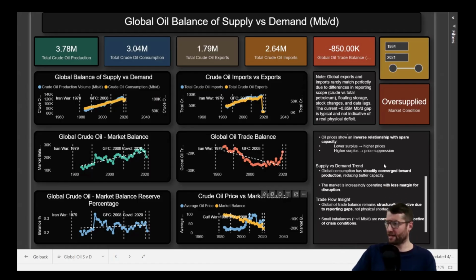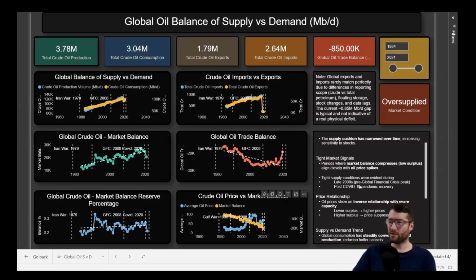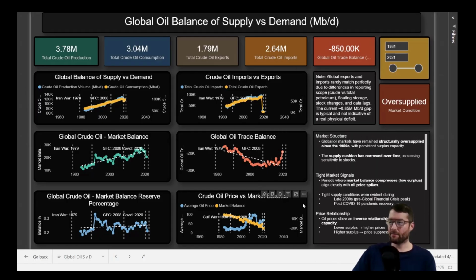Supply versus demand trend: global consumption has steadily converged towards production, reducing buffer capacity. The market is increasingly operating with less margin for disruption. Trade flow: the global oil trade balance remains structurally negative due to reporting gaps, not physical shortages. That's what we talked about between the imports and exports.